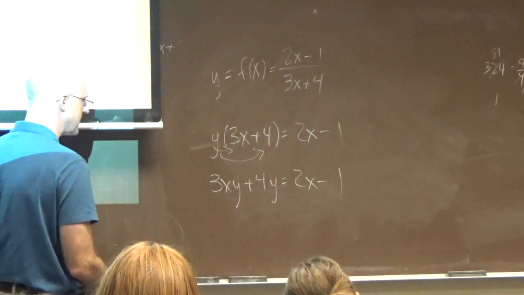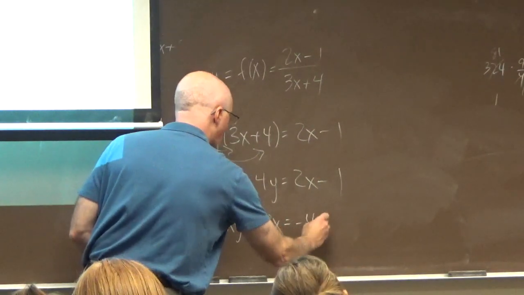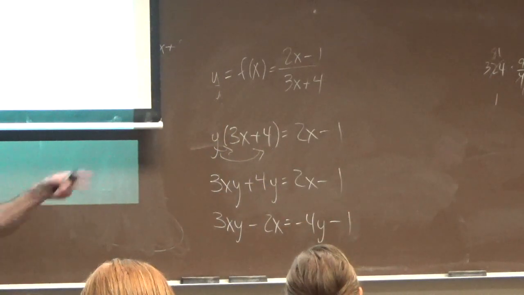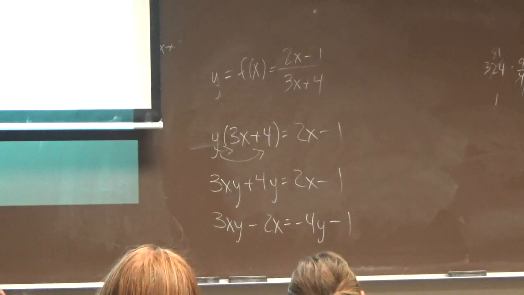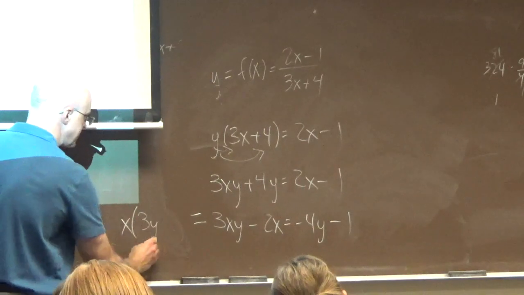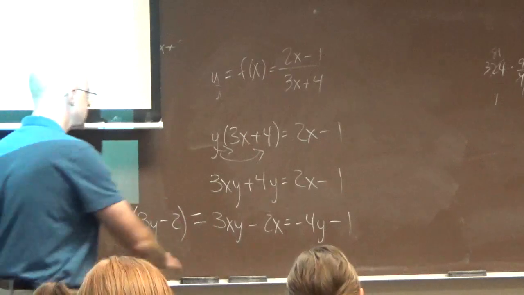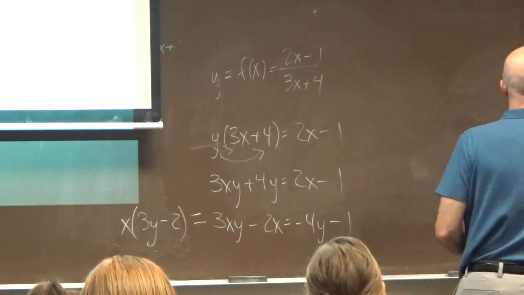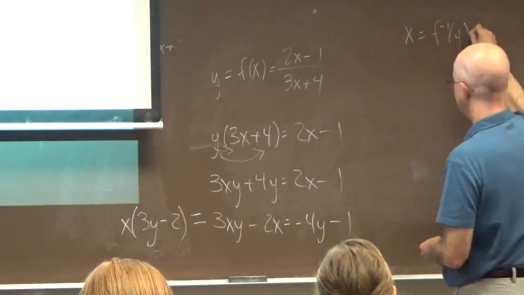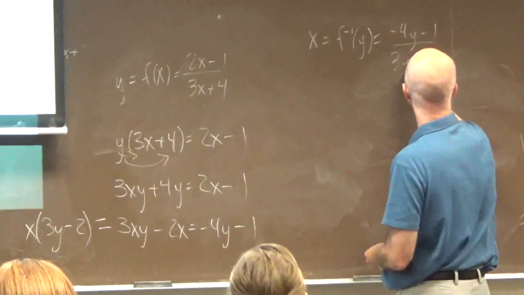We're trying to solve for x. 3xy minus 2x equals negative 4y minus 1. Why did I do that? To get the x's on one side and things that don't involve an x on the other side. And with this one, an x can be factored out. This is x times, in parentheses, 3y minus 2. Now we're almost done. Just divide both sides by 3y minus 2. So x equals f inverse of y equals negative 4y minus 1 over 3y minus 2.